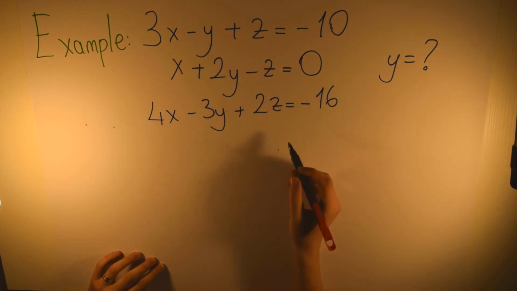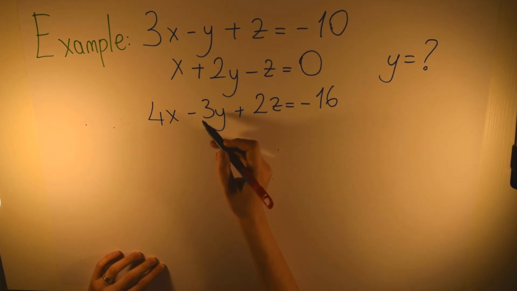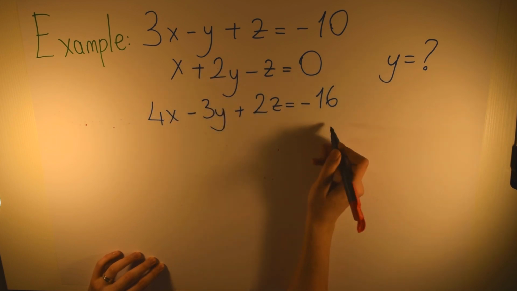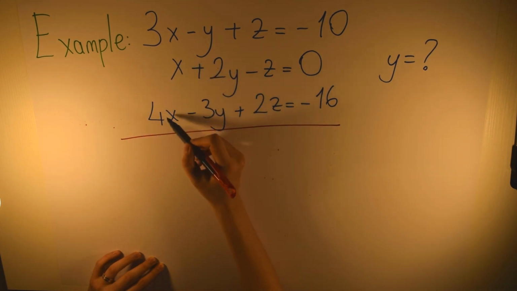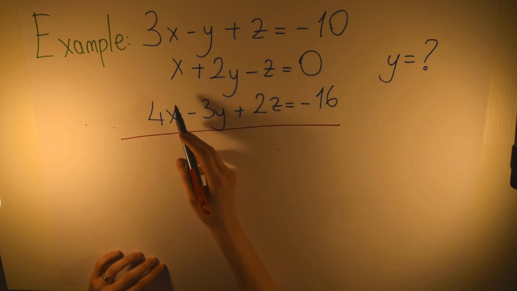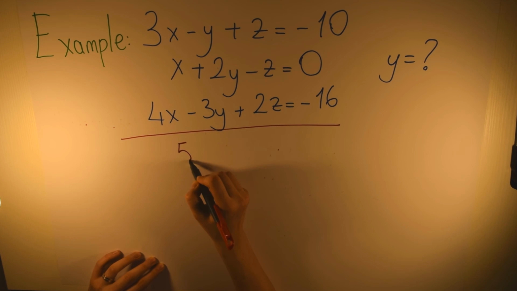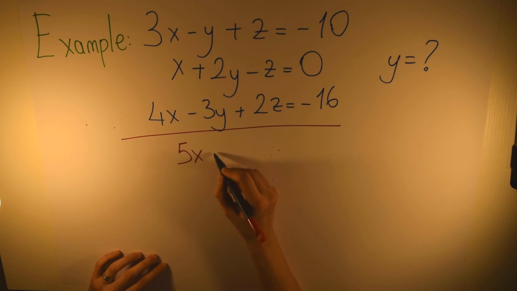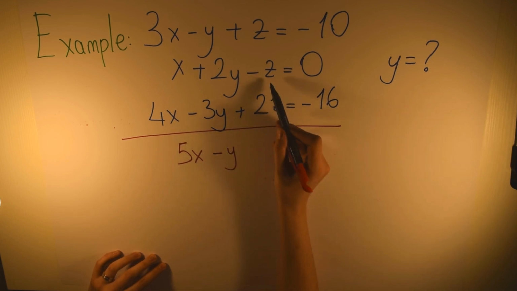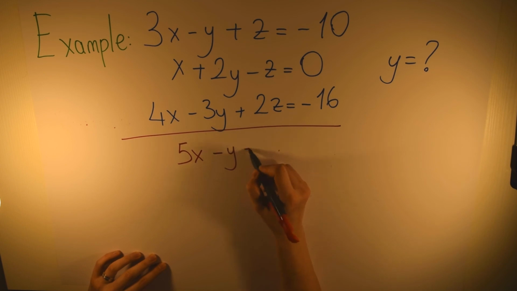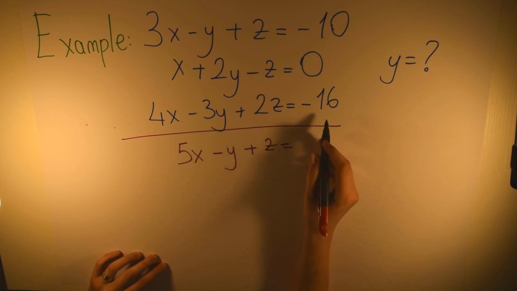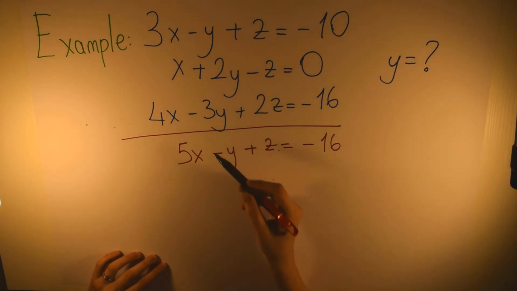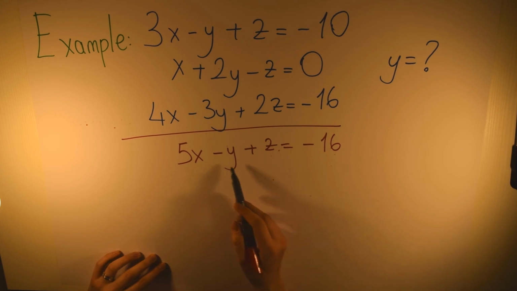Here when we look at these equations, if I sum up these two equations, let's try it first. So let's sum these up. This is x plus 4x, it's 5x, plus 2y minus 2y, it's minus y, and minus z plus 2z, it's plus z, which is equal to -16, right? So when I add these up together, I got this equation.